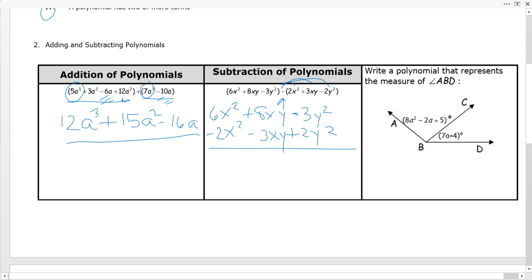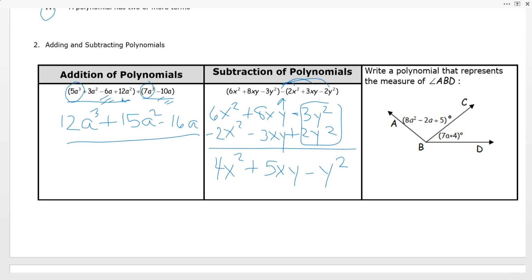And then I can just put my polynomials together. I have 6 minus 2x squared, so that's 4x squared. I have 8xy minus 3xy makes 5xy. And I have minus 3y squared plus 2y squared is minus 1y squared. So one way to organize them would be to put the matching terms, stack them on top of each other so that you can just add or subtract.